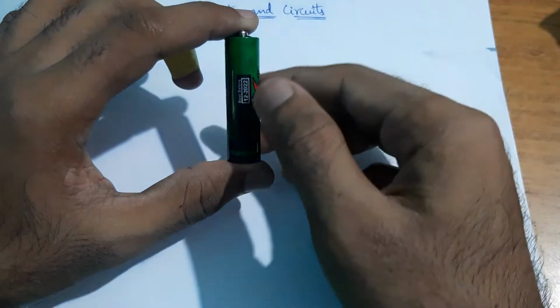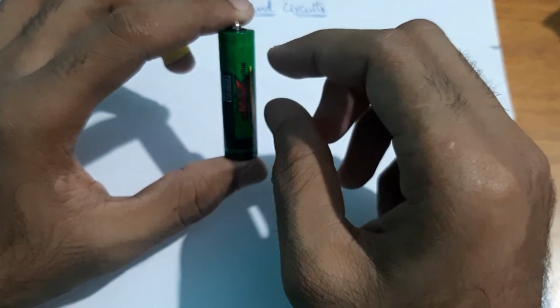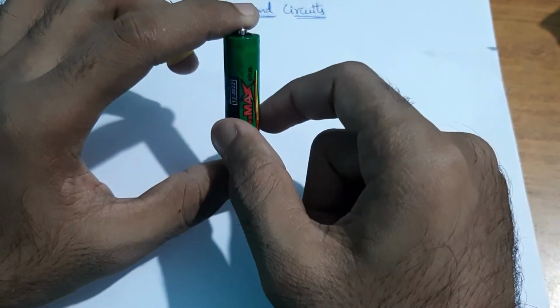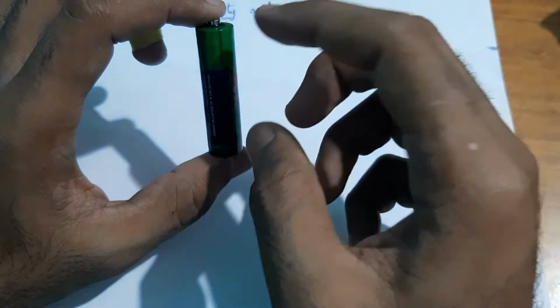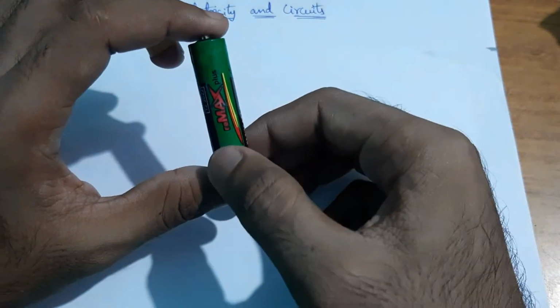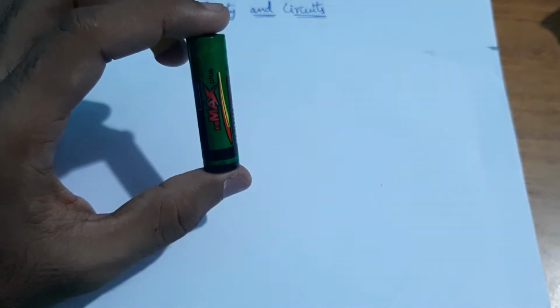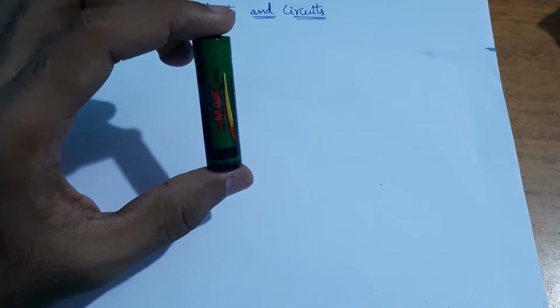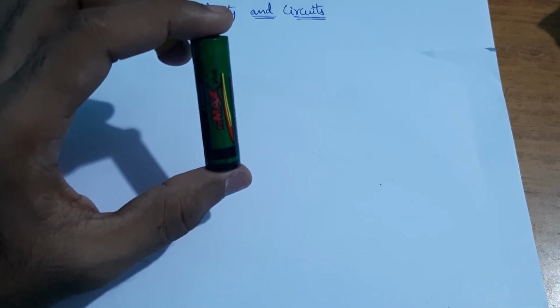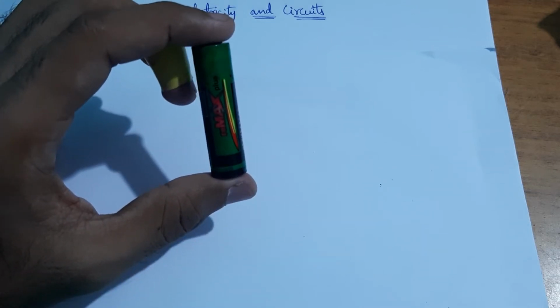Inside this cell there are chemicals which are used to produce electricity, and they are stored inside this cell. By continuous usage of the cell, the chemicals inside the cell get completely utilized, and hence the cell stops working. In this case we need to replace the cell again to power any electrical devices.